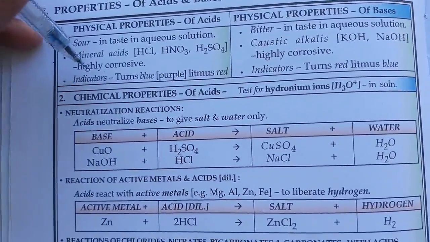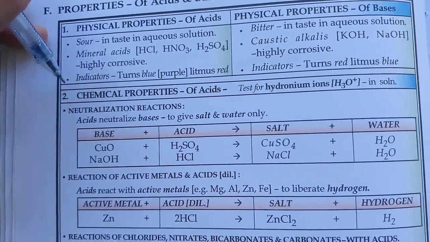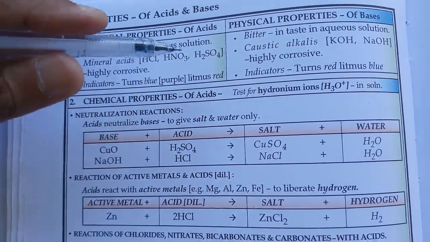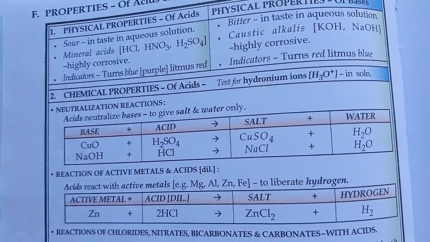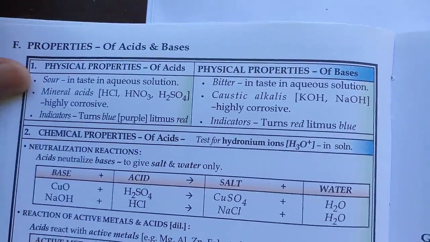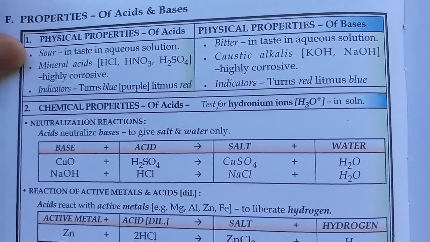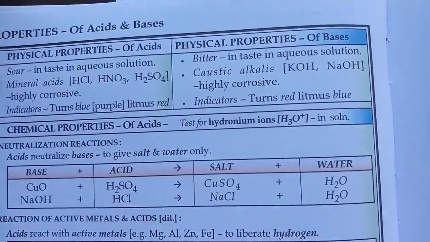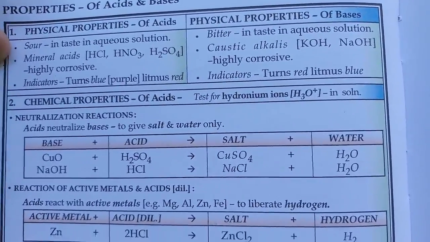Mineral acids are highly corrosive. And with the indicator, it turns blue litmus red. Physical properties of the bases: bitter test. Caustic alkali is highly corrosive. With the indicator, it turns red litmus to blue.